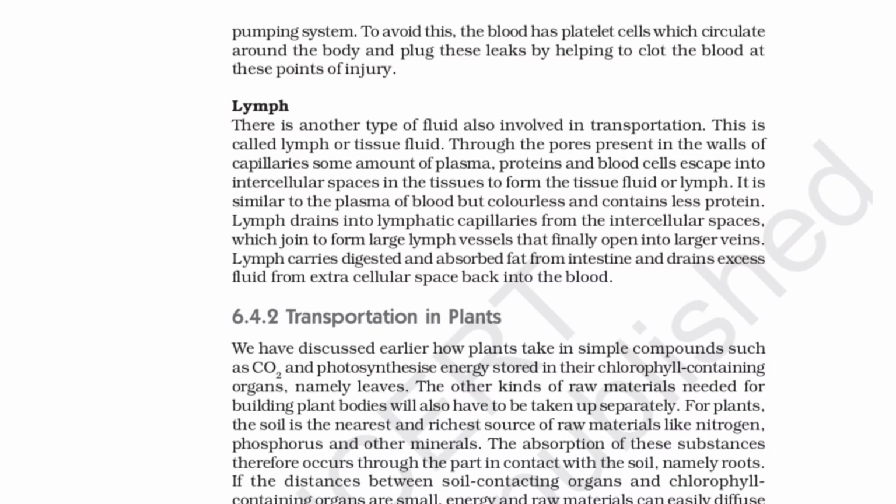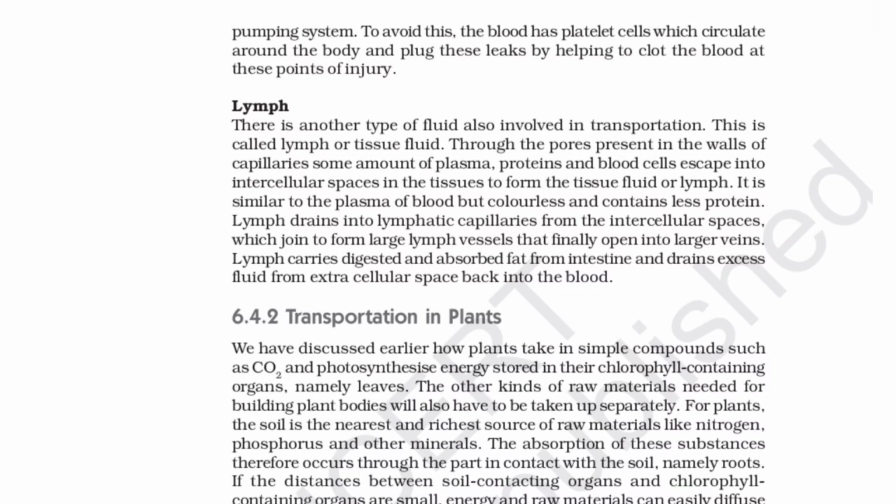Lymph. There is another type of fluid also involved in transportation. This is called lymph or tissue fluid. Through the pores present in the walls of capillaries, some amount of plasma, proteins, and blood cells escape into intercellular spaces in the tissues to form the tissue fluid or lymph. It is similar to the plasma of blood but colorless and contains less protein.